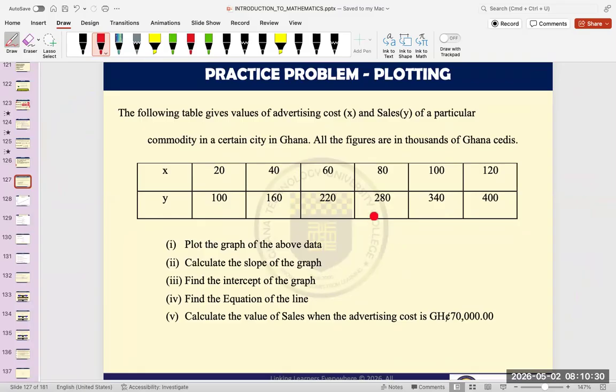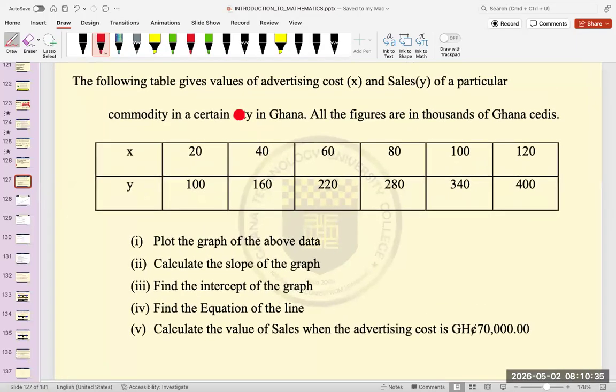The problem says, the following table gives values of advertising costs and sales of a particular commodity. Advertising costs and sales of a particular commodity in a certain city in Ghana. All the figures are in thousands of Ghana cedis. So X is representing the advertising cost.